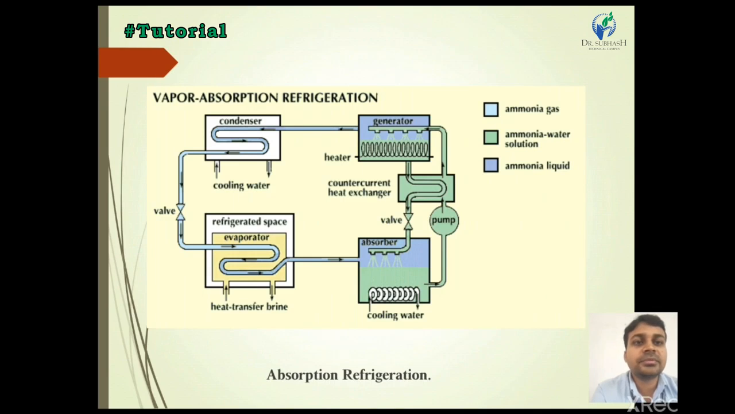A vapor absorption refrigeration system has mainly 4 components. The first component is the generator, which converts liquid ammonia and liquid water to gas ammonia and steam. These are passed to the condenser, then through the pressure reducing valve, then to the heat transfer brand, meaning the absorber, and then through a pump back to the generator.